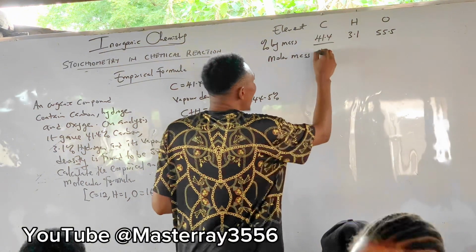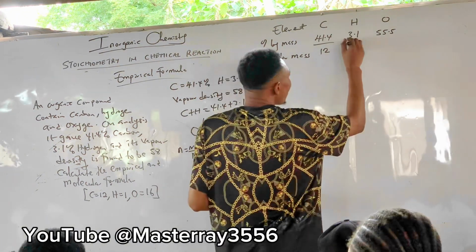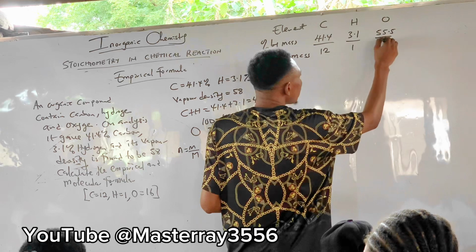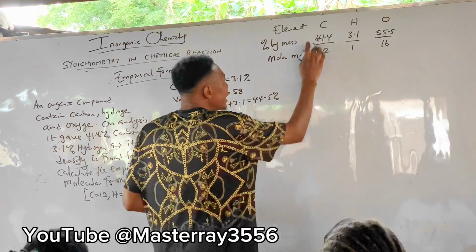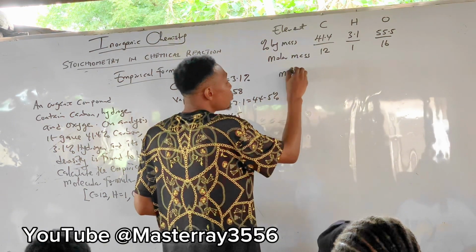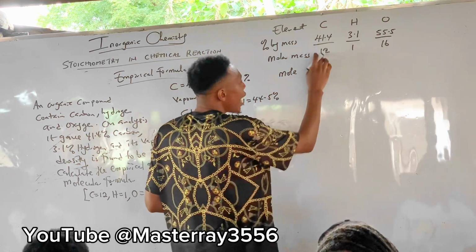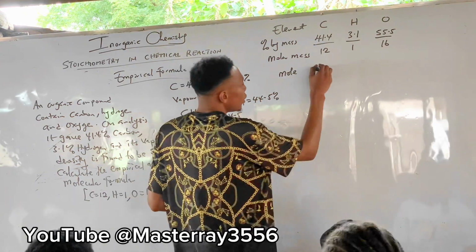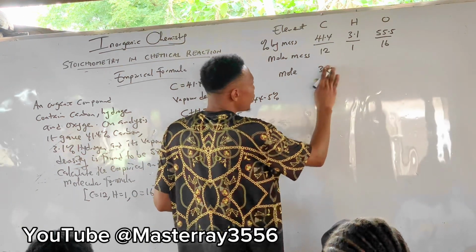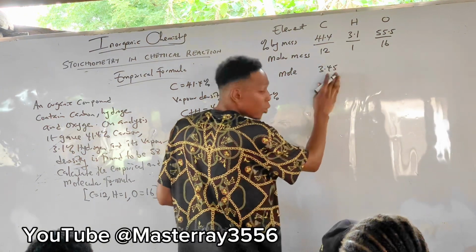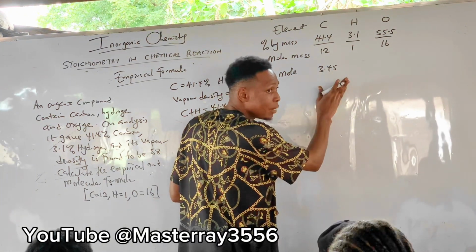So the next thing is our molar mass. What is the molar mass of carbon? 12. Molar mass of hydrogen, and molar mass of oxygen. And if you divide this, what are you going to have? You have moles, right? All right. If you divide it, what do we have? 3.45. Is that all? Yes. Just 3.45? Yes. All right.